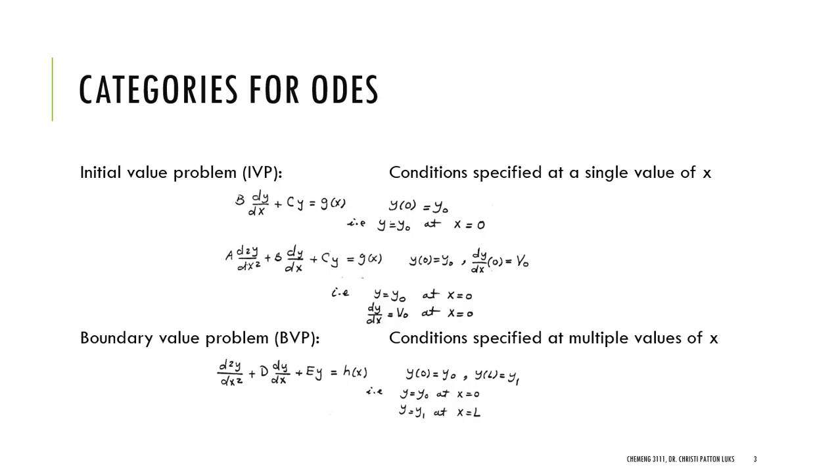A boundary value problem means that my conditions are specified at multiple values of x. So in this particular case that I've shown here, one is at x equals 0 and one is at x equals L. So maybe I'm looking at heat transfer along a beam or some sort of two-dimensional length, and I'm just concerned about what the temperatures are perhaps at the two endpoints. And these are going to be called boundary value problems. We need to know this because the solution technique depends on whether it's an IVP, an initial value problem, or a BVP, a boundary value problem.